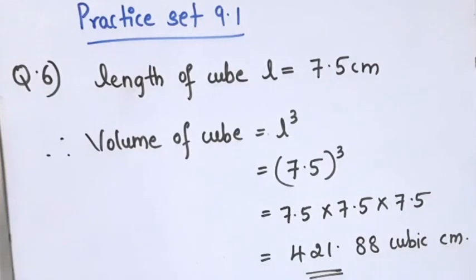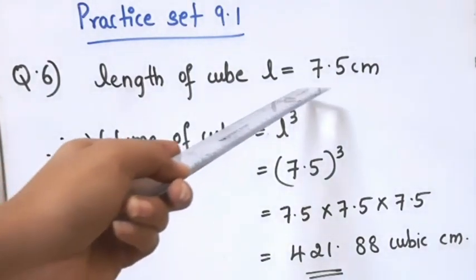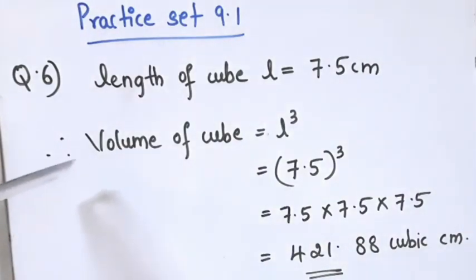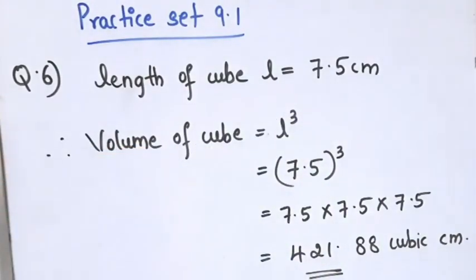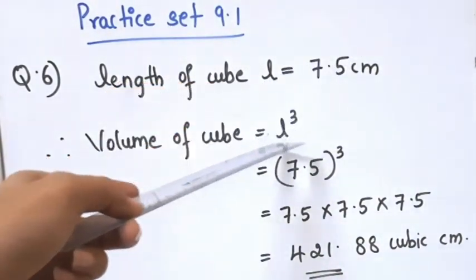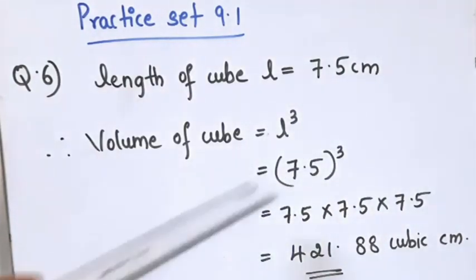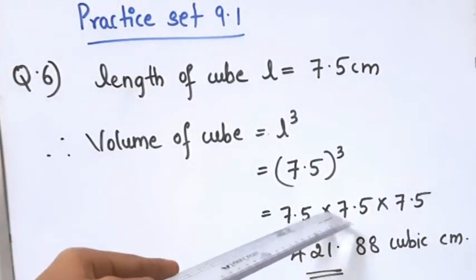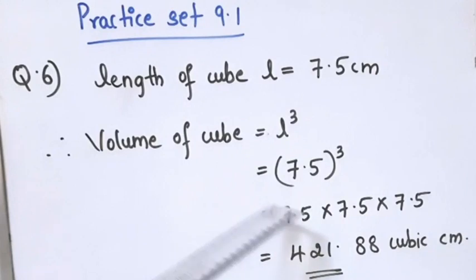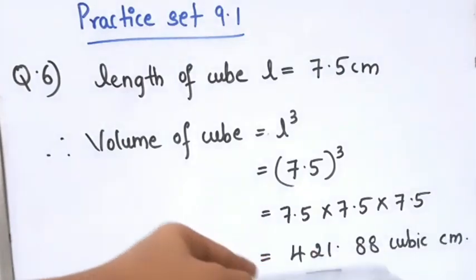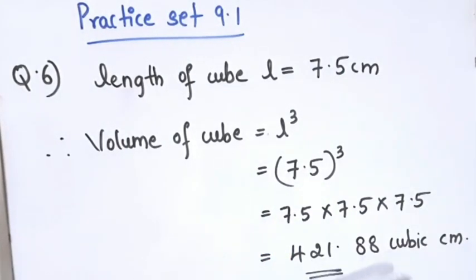So here you have a cube and length of cube L is equal to 7.5 centimeter. The question is, we have to find the volume of that cube. So we know the volume of cube formula is L cube, where L is 7.5, therefore 7.5 whole cube. 7.5 cube means 7.5 multiplied by 7.5 multiplied by 7.5. You have to multiply 7.5 three times, which is equal to 421.88 cubic centimeter. Here always you have to keep in mind units are different for area and volume. For area it is square centimeter, whereas for volume it is cubic centimeter. So this is the answer.